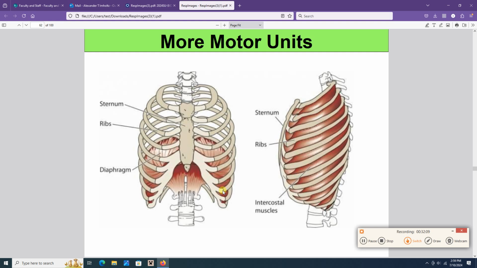I can contract my diaphragm harder, more vigorously, to move it more and make my lungs even bigger. Same thing with my ribs. Think about it. Take that big deep breath in like I just did and feel your ribs flare out. So you're using your external intercostal muscles even more.